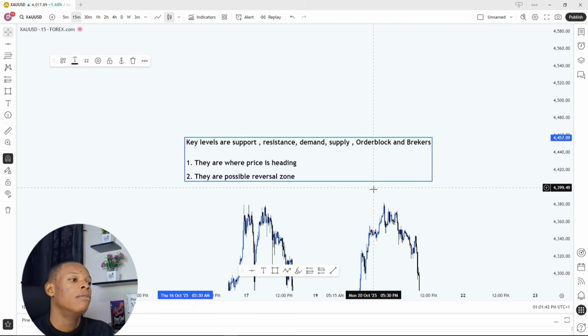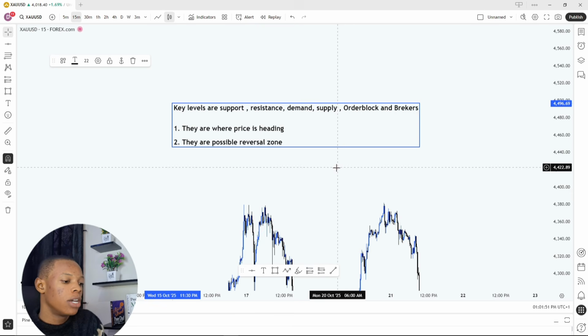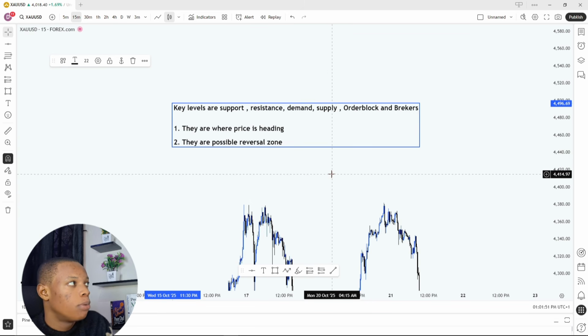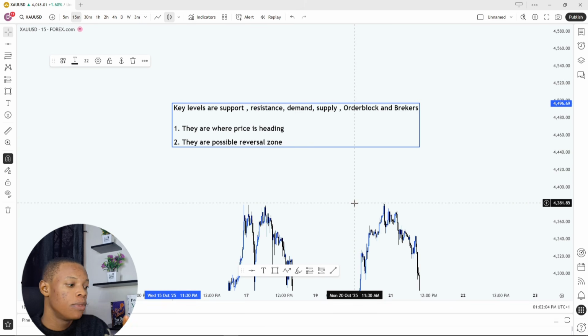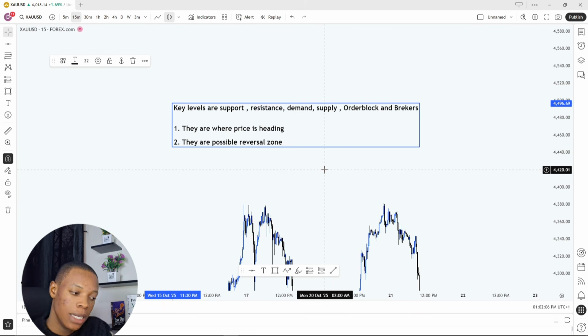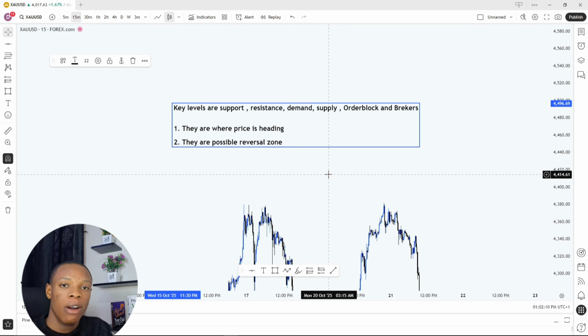Now, you know what key levels are. First, they are your support, resistance, demand, supply, order blocks, and even breaker blocks. Then they are where price is likely heading. If price is going up, I can expect price to get there. Secondly, if price is going down, I can expect it to get there. Then they are possible reversal zones, meaning on getting there, they can reverse. Price can give a change of character, changing from bullish to bearish or bearish to bullish.